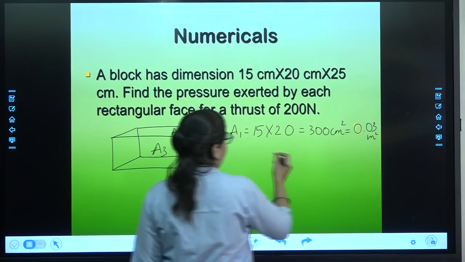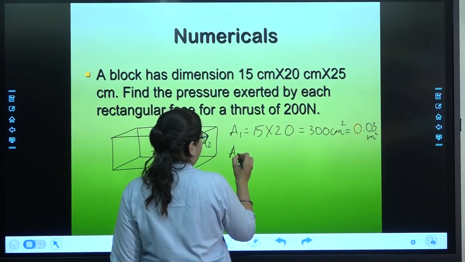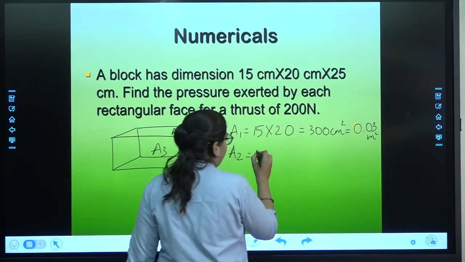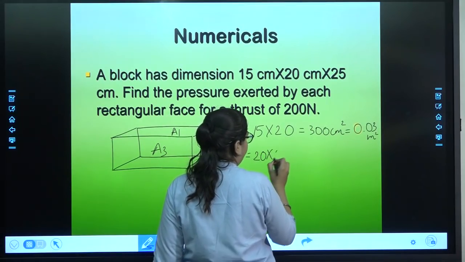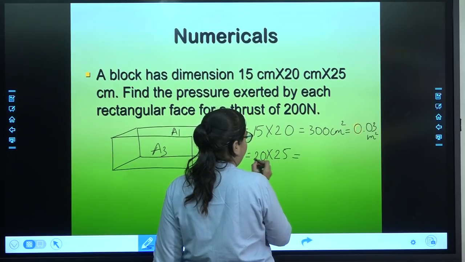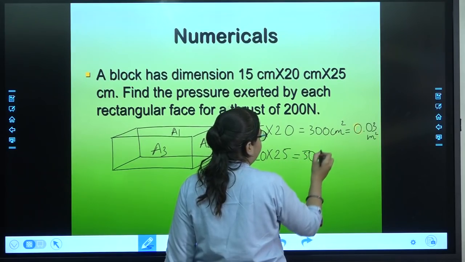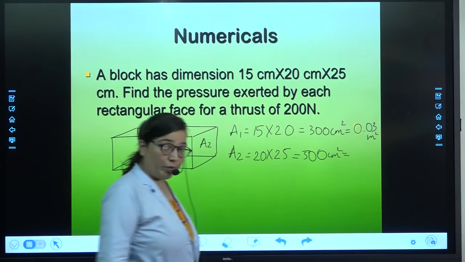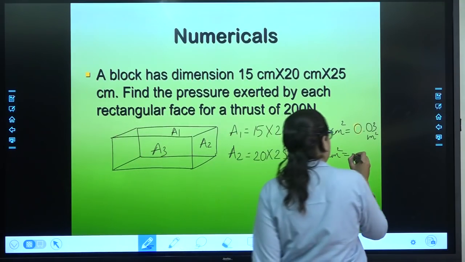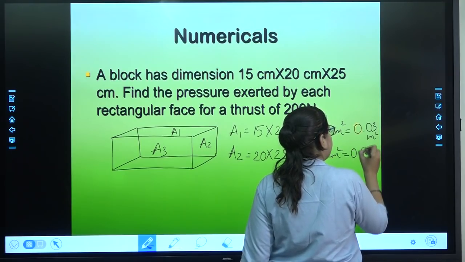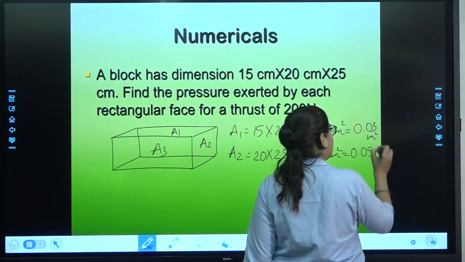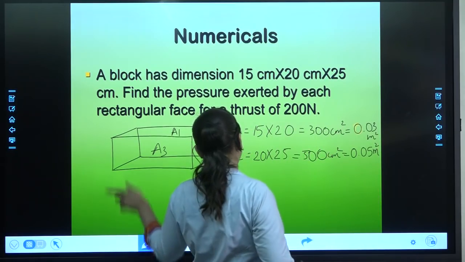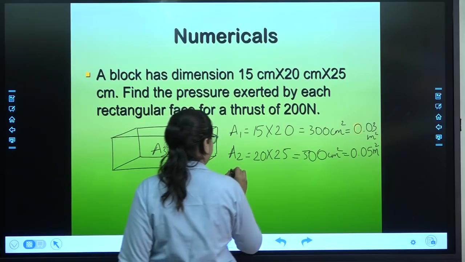Now, second area. That is this 20 into 25. What is 25 into 20? So it is again 500 centimeters square. If you convert it into meter like this, you will get it as 0.05 meter square. Alright, now coming to the third area.